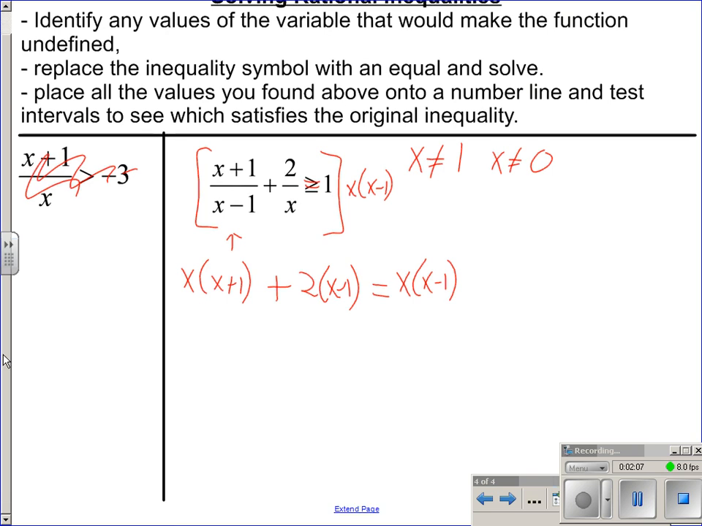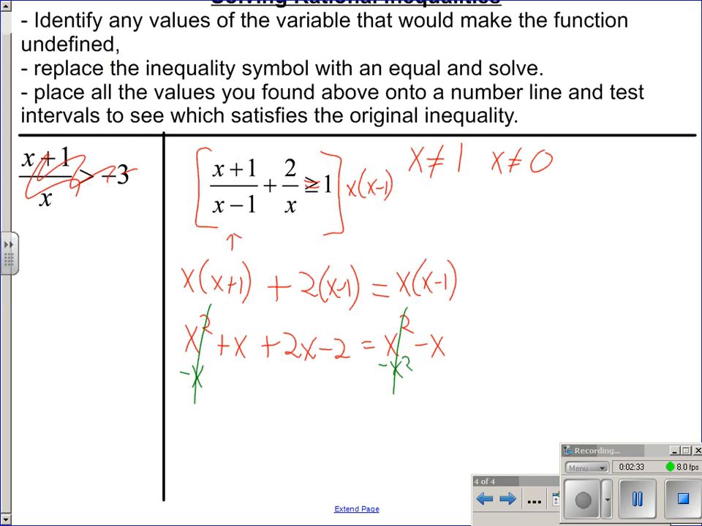Cleaning this up a little bit, distributive property, combining like terms, all that business: x squared plus x plus 2x minus 2 equals x squared minus x. We've got the different powers of the variable, so we're going to move everything to one side. I'm going to subtract x squared here. Those go away. How convenient. Now we've only got one power of x. It's just a linear equation.